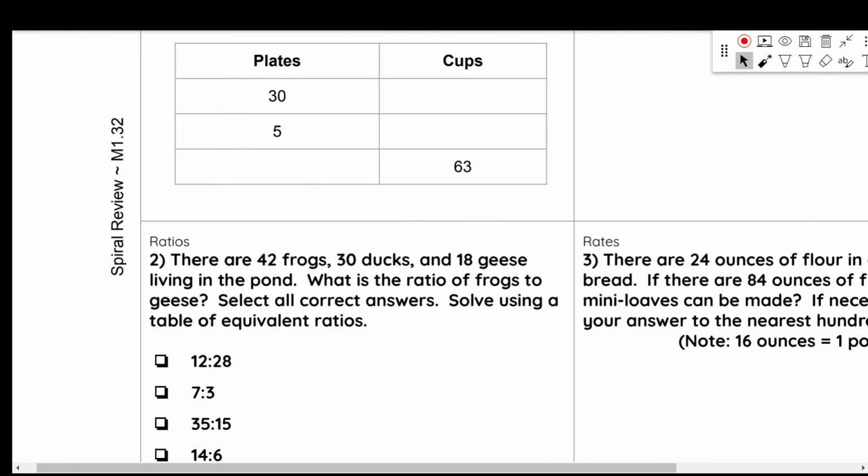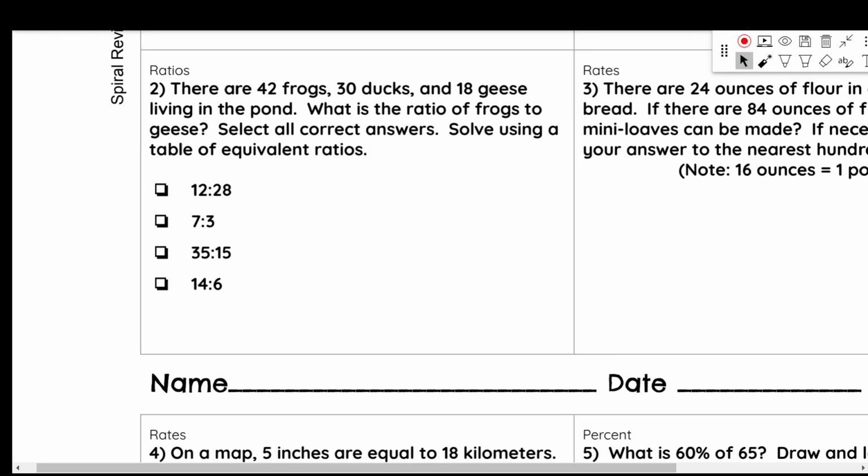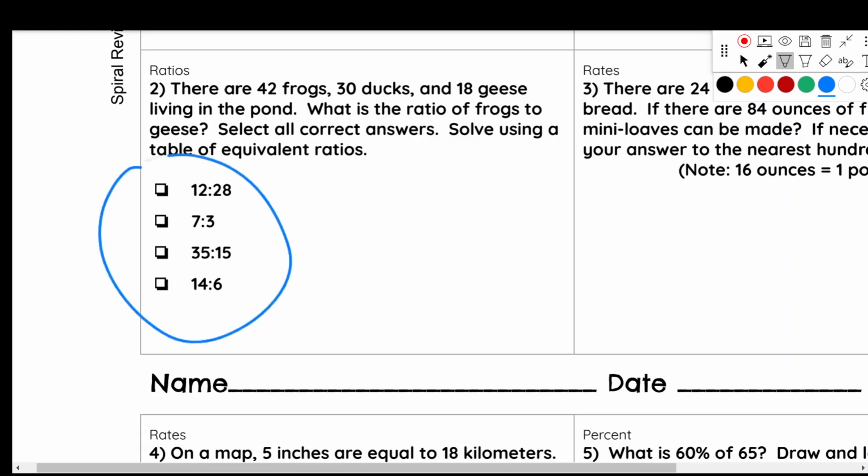Taking a look at number 2, we've got frogs, ducks, and geese in the pond. What is the ratio of frogs to geese? And I am supposed to find which of these are correct answers, and I am supposed to use a table to help me with that. Frogs and geese: 42 frogs, 18 geese.